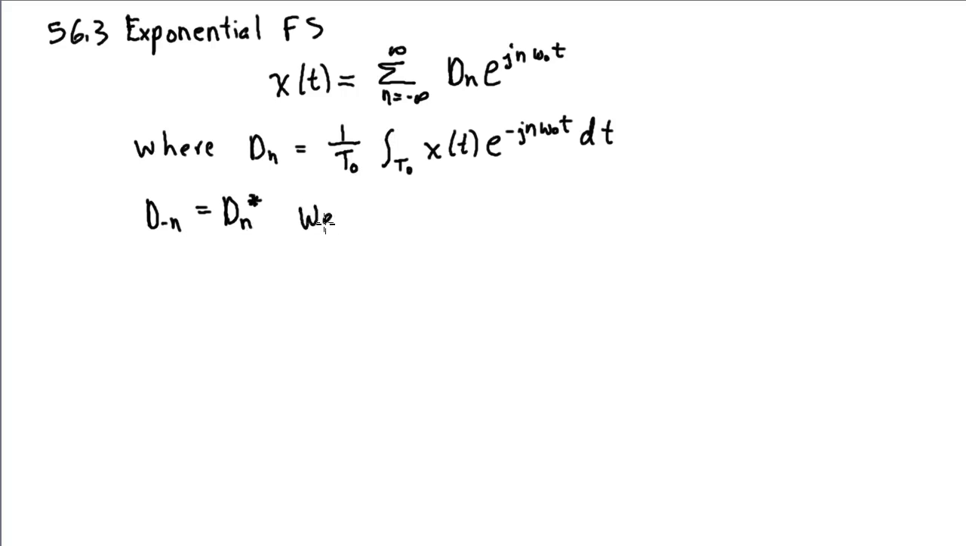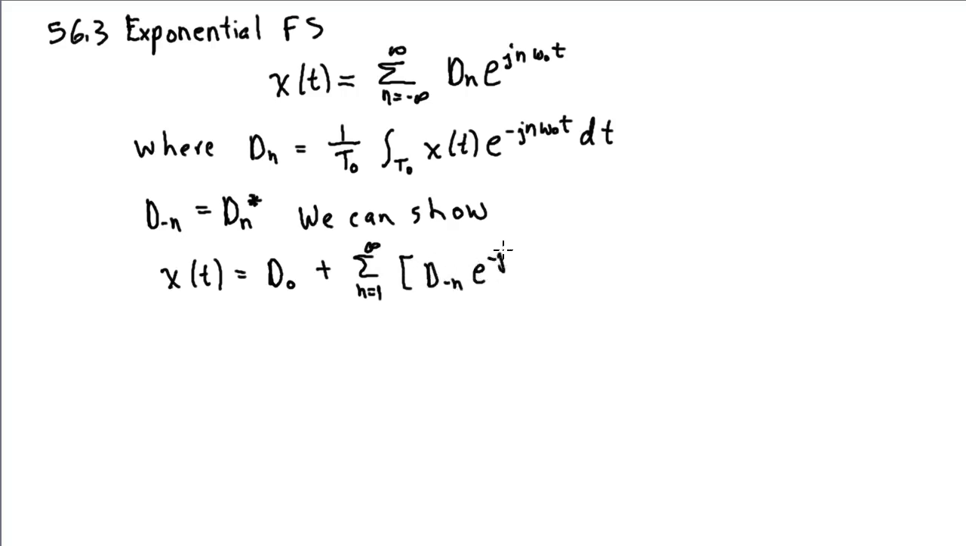We can show, given this constraint, and this is actually easy to prove, by the way, directly from the definition of the Dn, that we can write x of t, expanding that summation like this. All I'm doing here is breaking the summation up into the range from minus infinity to minus 1, then the 0 term, and then 1 to infinity, and then explicitly rewriting the negative coefficients. This is D0 plus the sum from n equal 1 to infinity.